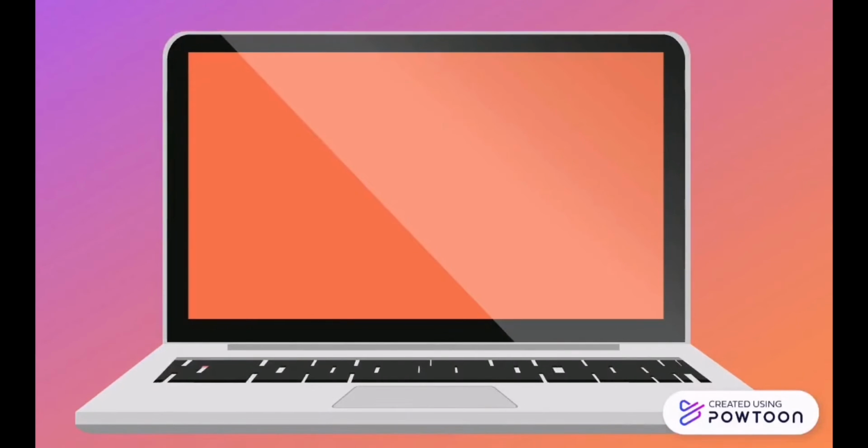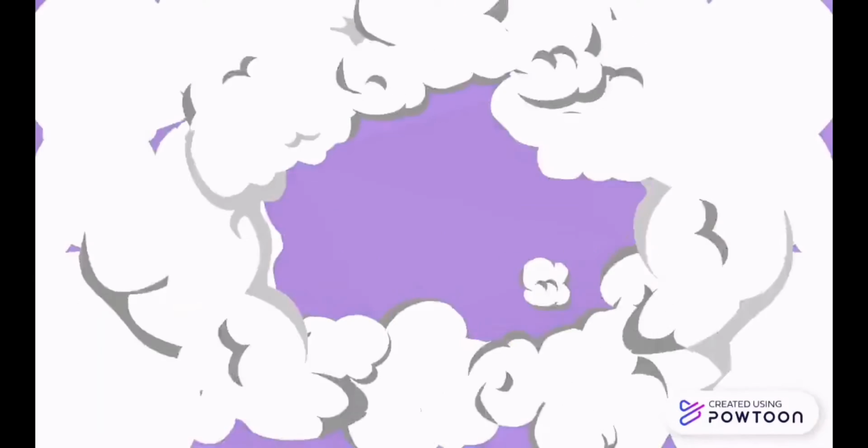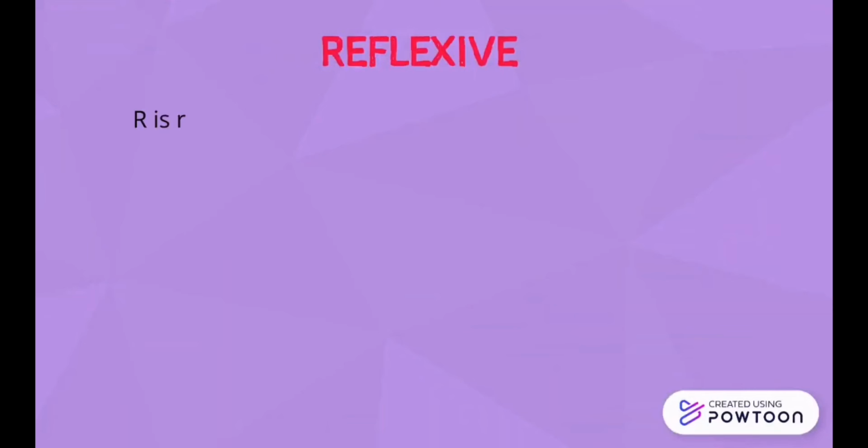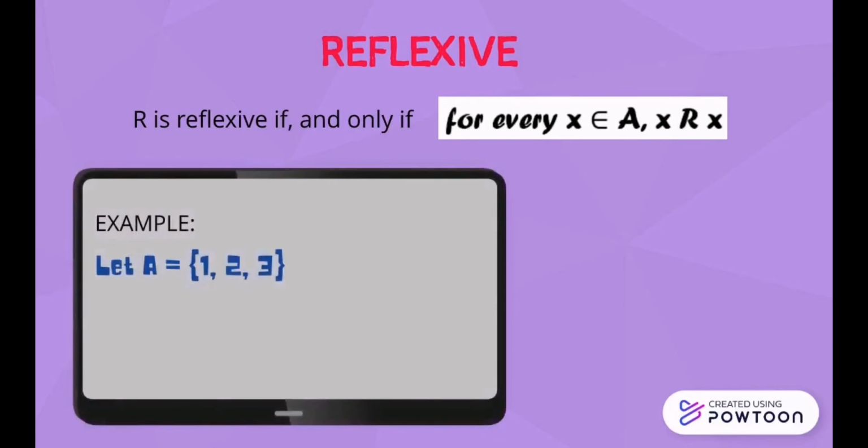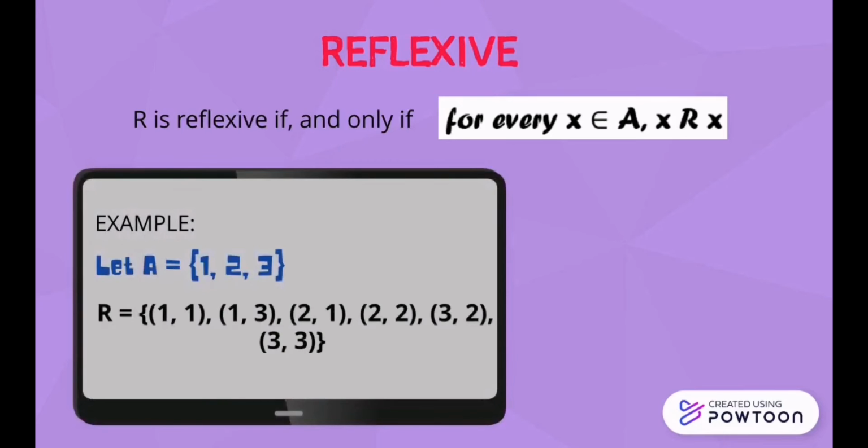Now, let's learn about the properties of relation. The first property we're going to learn today is reflexive. R is reflexive if for all elements x in the set A, x is related to x. Now, let's look at the example of a set containing 1, 2, and 3. In this example, relation R is reflexive.